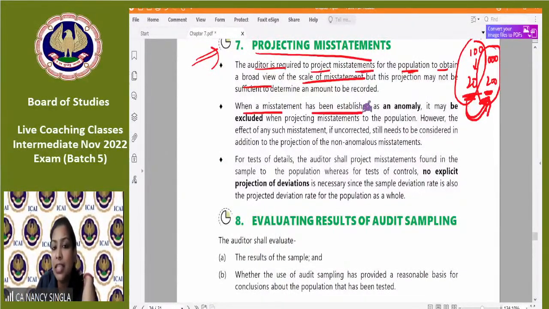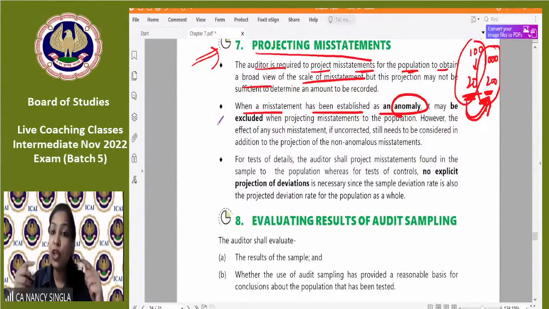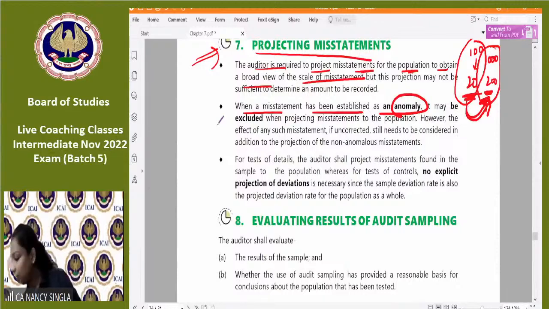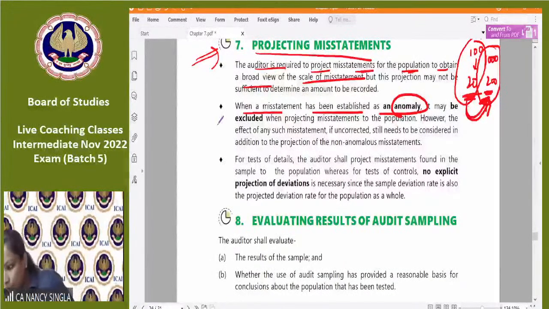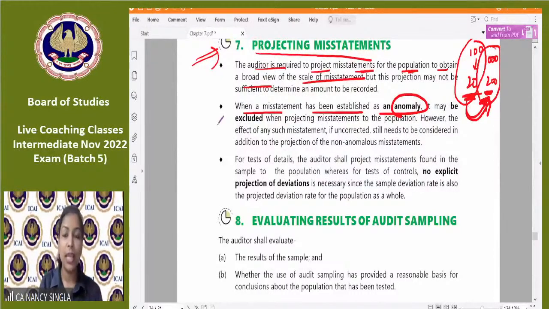When a misstatement has been established as an anomaly, अब देखो ये anomaly है. ठीक है? तो if this is a misstatement, will you project it on the entire population? Quickly send in your reply. Yes or no? If there is an anomaly कि out of 10,000 ना 500 का ऐसा वाउचर था जो earthquake की वजह से साइन नहीं हुआ है, तो will you project it on the entire population? Quickly send in your reply, yes or no. So the answer is no. Anomaly तो एक exceptional situation है ना.